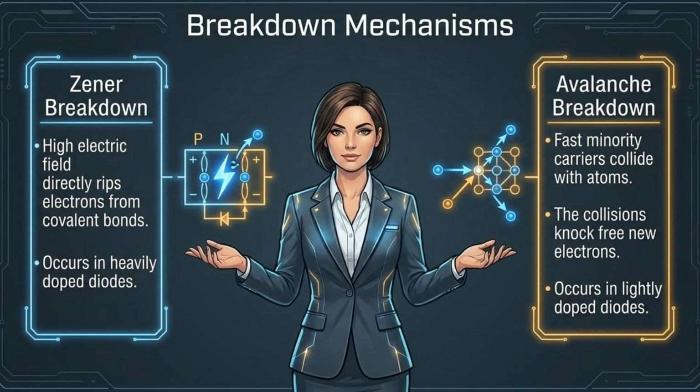Breakdown can occur through 2 mechanisms. Zener breakdown involves a high electric field ripping electrons from bonds in heavily doped diodes. Avalanche breakdown involves fast minority carriers colliding with atoms, knocking free new electrons in lightly doped diodes.